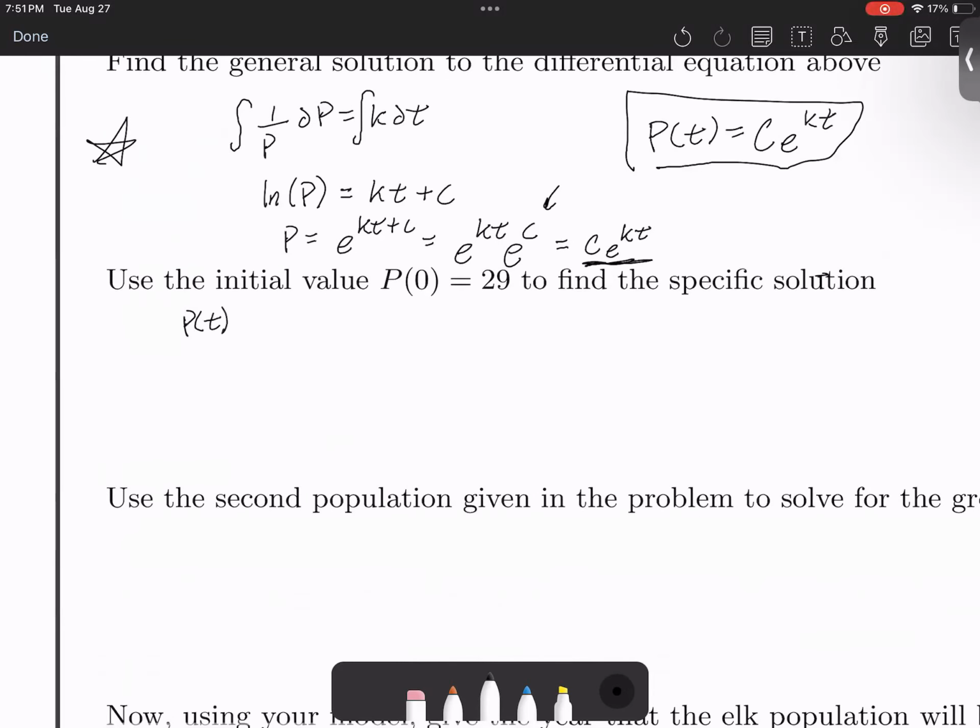I'll copy down our elk population equation. And using the fact that our initial population, when time is equal to 0, is supposed to be 29, we find that that C value is the initial population. So our population equation now looks like 29 times e to the kt.